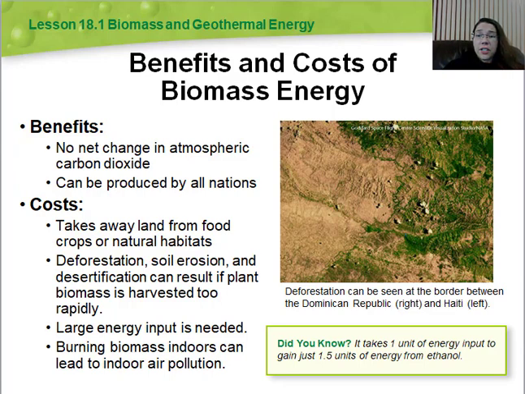So there's inefficiency. Growing corn for ethanol requires a substantial input of energy, particularly because farmers use fossil fuels to run farm equipment. Corn ethanol provides only a small amount more energy than the energy needed to produce it. It takes 1 unit of input energy to gain 1.5 units of energy from ethanol. So it begs the question, is it worth it?